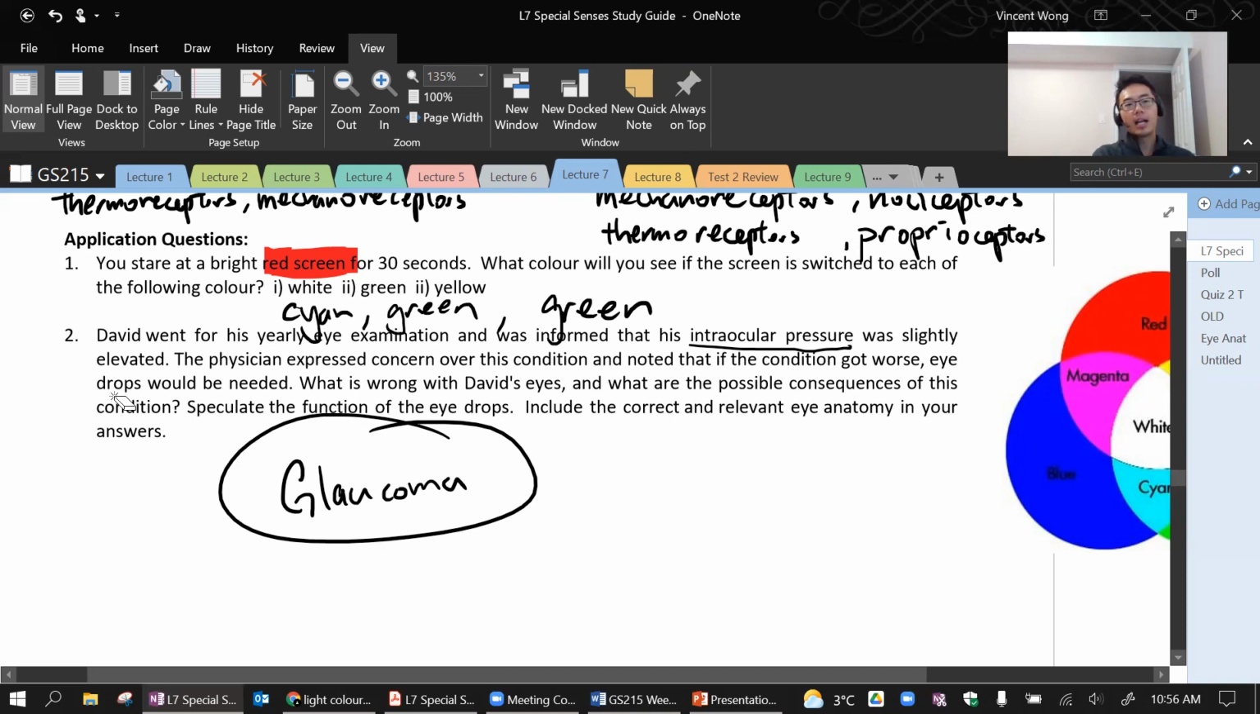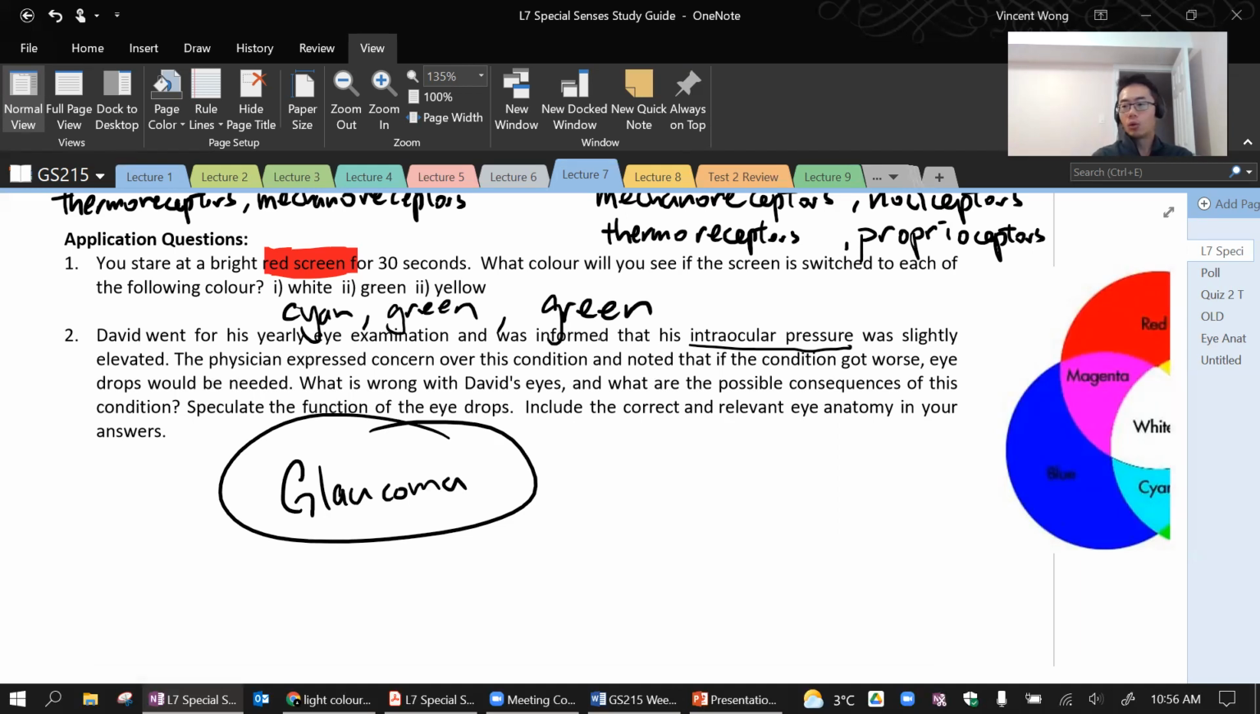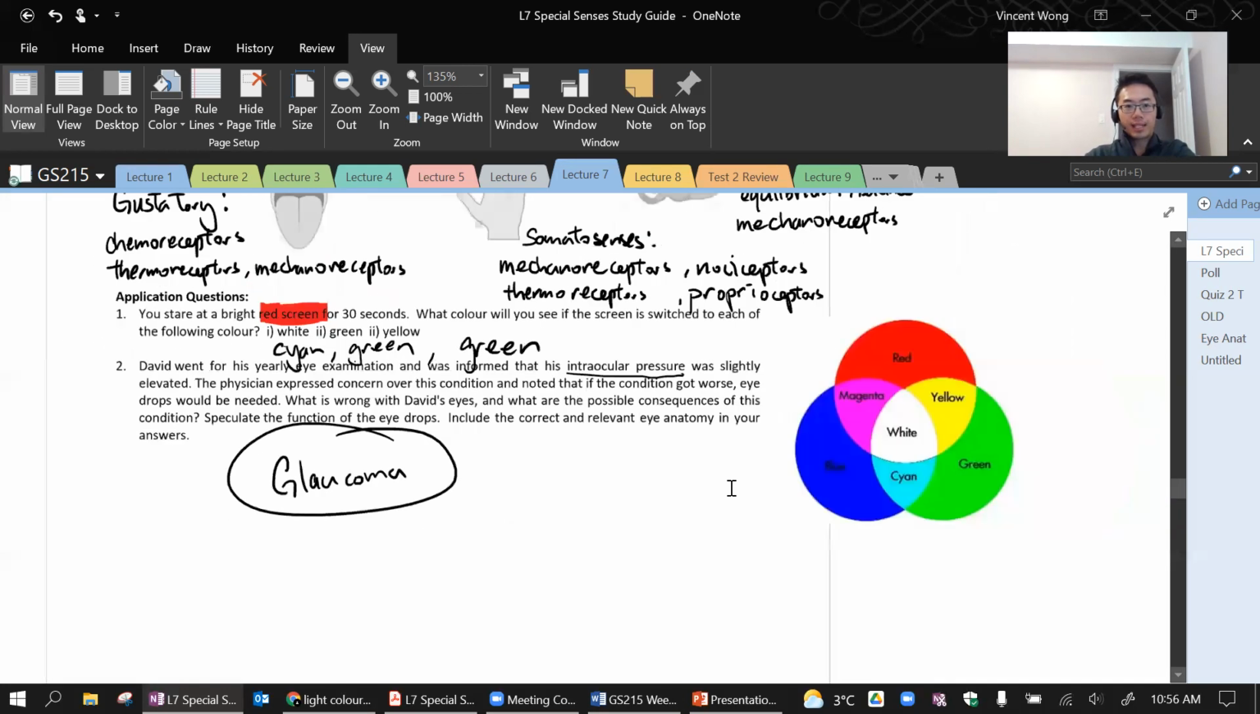So the function of the eye drops is to lower the eye pressure. You can lower the eye pressure in a couple of ways. There are blockers in these special eye drops that will slow the production of the aqueous humor. There are other drops that would encourage drainage. Whatever the mechanism is, the key idea here is to lower the eye pressure and ease the tension on that optic nerve. Okay, that's it. All right.